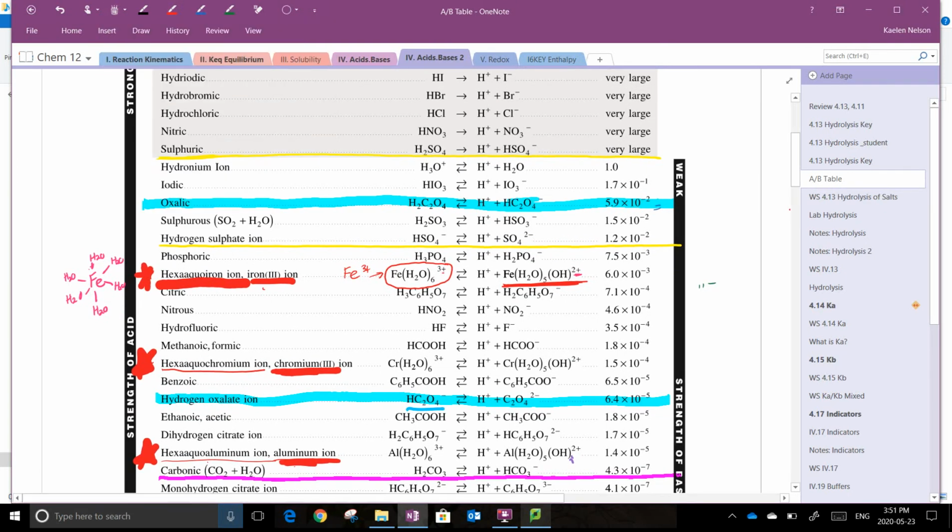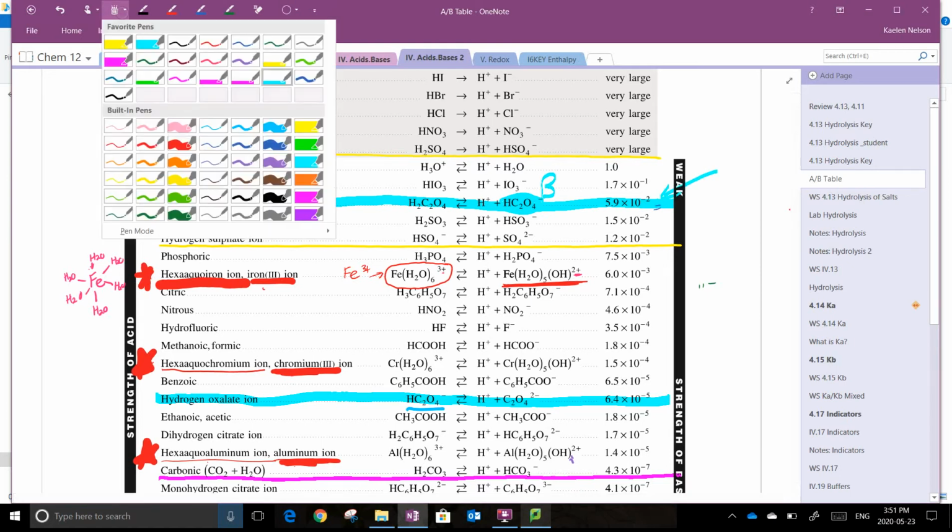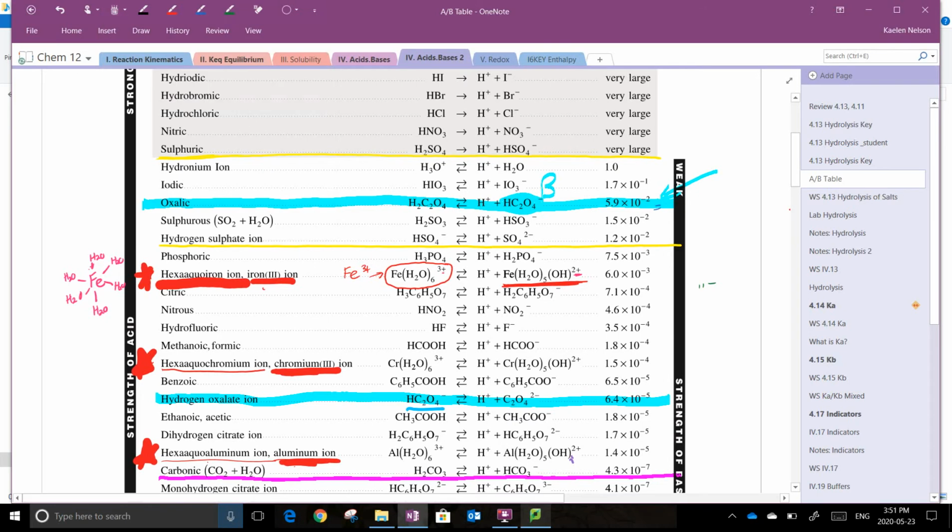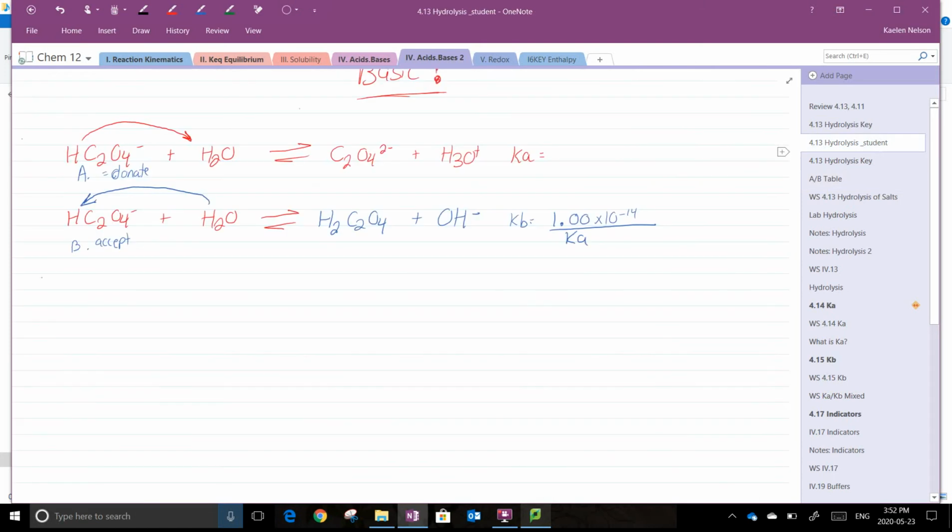So here, this is where my ion is acting like a base. It is on the base side of my table, so I'm going to do what I call flip this to a Kb. So flip to Kb. Okay, so this is actually my base side, so that's going to be my base number. It'll be 5.9 times 10 to the minus 2. So I'm just going to go back to my notes and write that in. It was 5.9 times 10 to the minus 2.